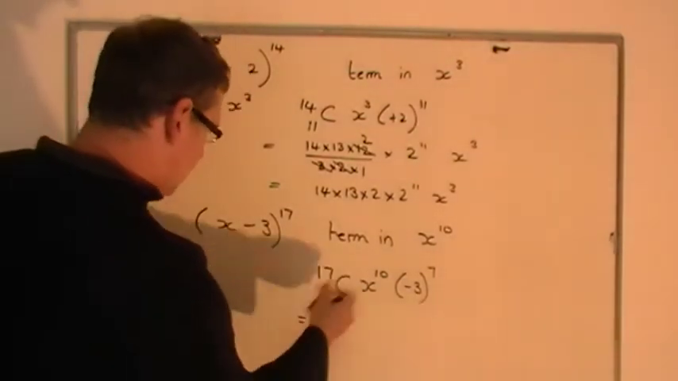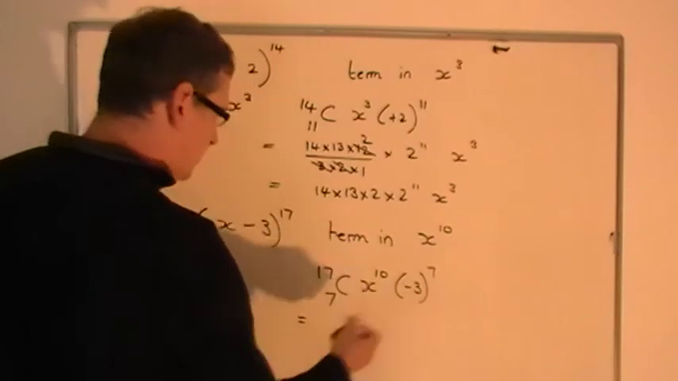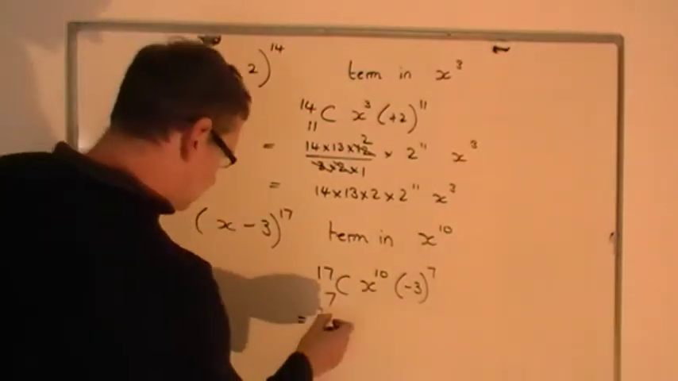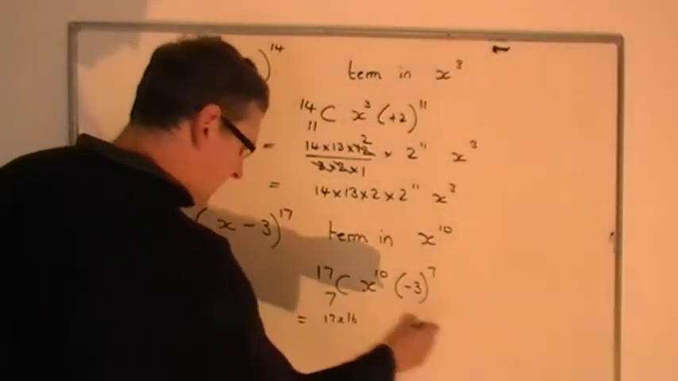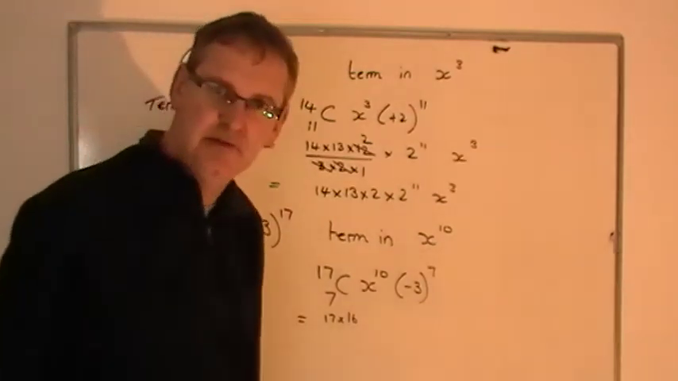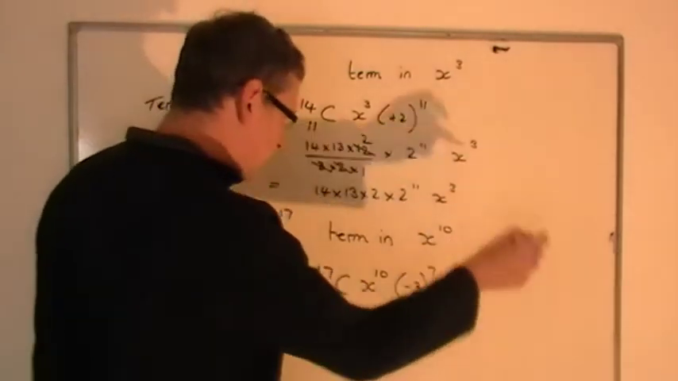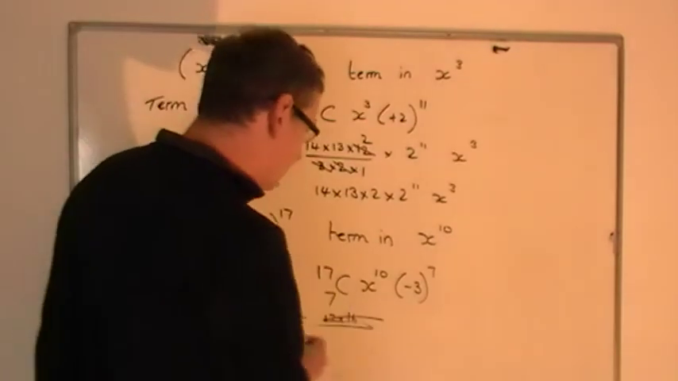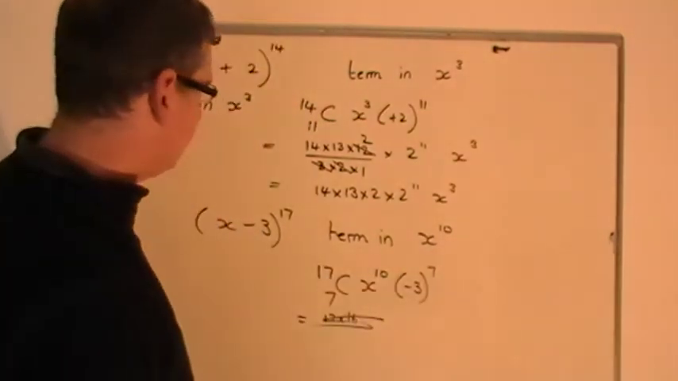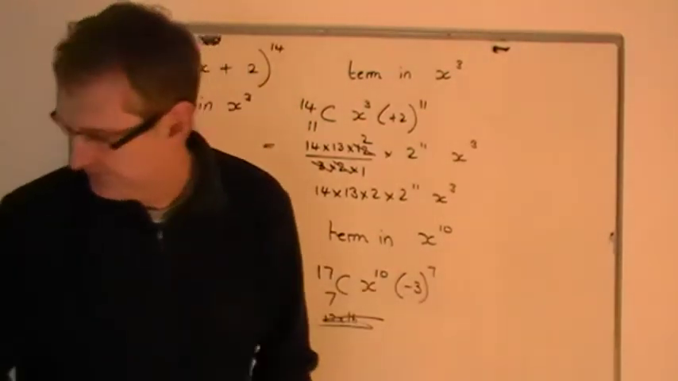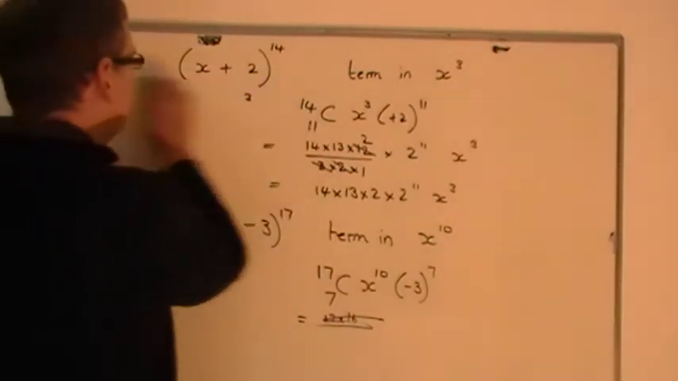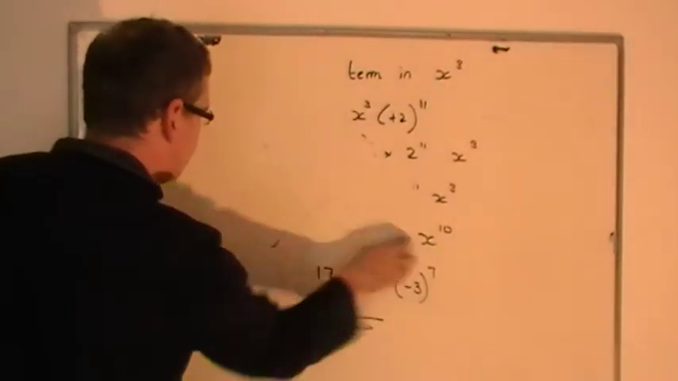If you wanted to work it out, then obviously you choose 17 choose 10. It's 17 by 16 by 15 and so on over 7, 6, 5, 4, 3, 2, 1. And then minus 3 to the 7, you'd have to work it out. But I'm not going to do all that. There is the basic term that you're looking for. Okay. I'll do one more on this short video.